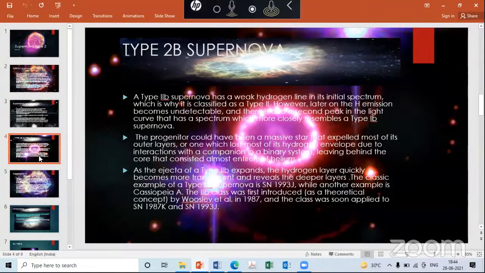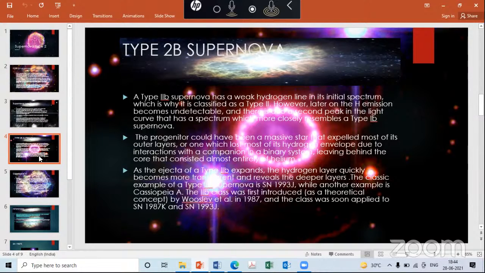Hey guys, now let's discuss type 2b supernovae. In type 2b supernovae, weak hydrogen lines are present in the initial spectrum. As hydrogen becomes undetectable, since the hydrogen lines are very weak, the second peak in the light curve becomes very similar to the type 1b supernova light curves.